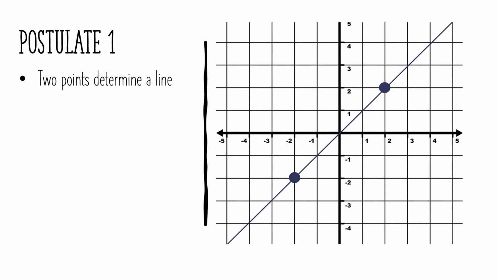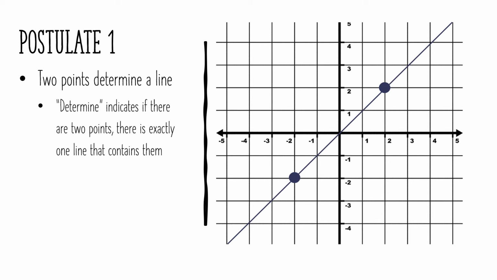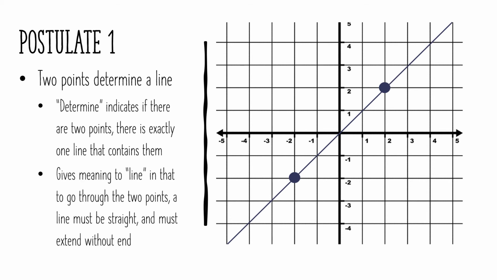So this postulate is suggested by the observation that if we draw a line, just 2 points are sufficient to locate its position. The word determine in the postulate indicates that if there are 2 points, then there is exactly one line that contains them. The postulate gives some meaning to the word line because for it to be true, it would seem that a line not only must be straight, but also must extend without end in both directions.